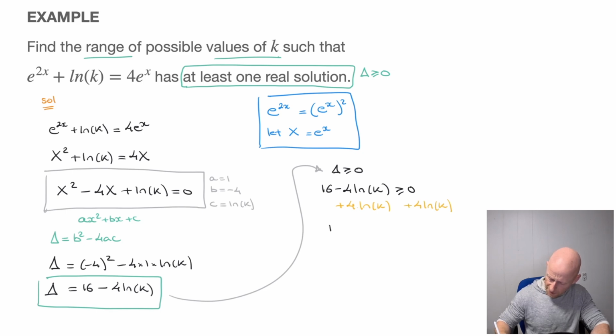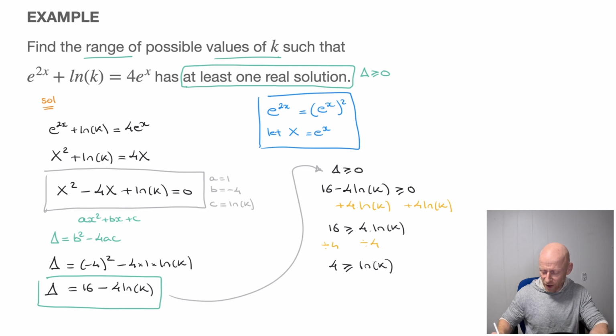So this becomes 16 is greater than or equal to 4 times ln of k. Next, I'll get rid of the 4 that's multiplying ln of k, and I do so by dividing both sides of this inequality by 4. And so we get 16 divided by 4, which is 4, greater than or equal to 4 ln of k divided by 4, which is just ln of k.